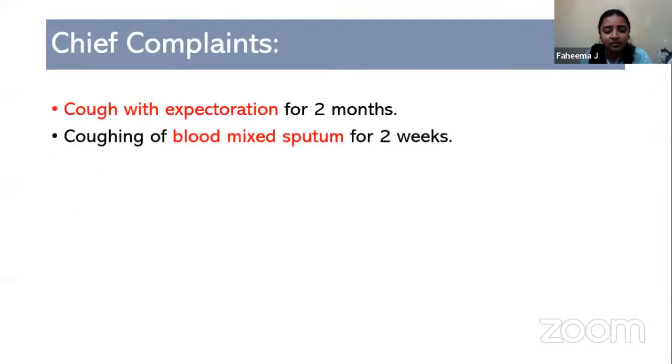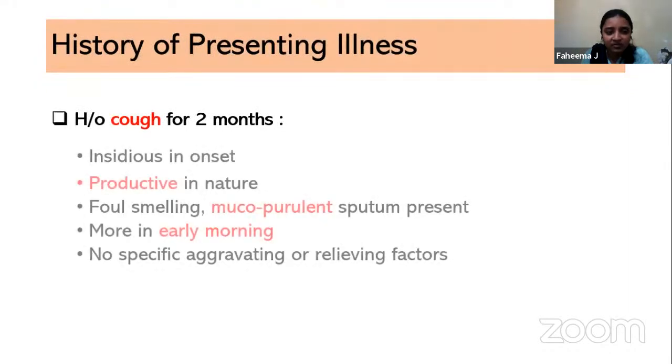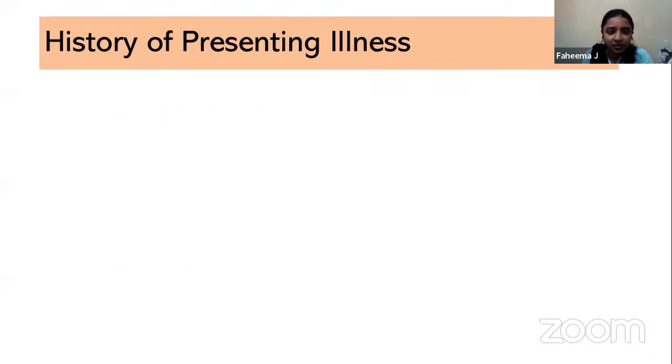He came with chief complaints of cough with expectoration for 2 months and coughing of blood mixed sputum for 2 weeks. History of presenting illness. The patient had history of cough for 2 months, which was insidious in onset, productive in nature, foul-smelling mucopurulent sputum was present, which was more in early mornings, and no specific aggravating or relieving factors were elicited.